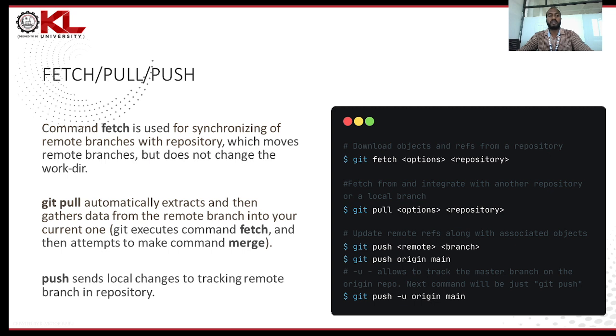So fetch is used for synchronizing the remote branches. Pull automatically extracts and gathers data from remote branches into your current one. And push sends local changes to the tracking remote branch in the repository. So making use of these commands, we can perform reading and writing operations. That means if you want to send something or retrieve something, I'm using the fetch, pull and push commands, right?